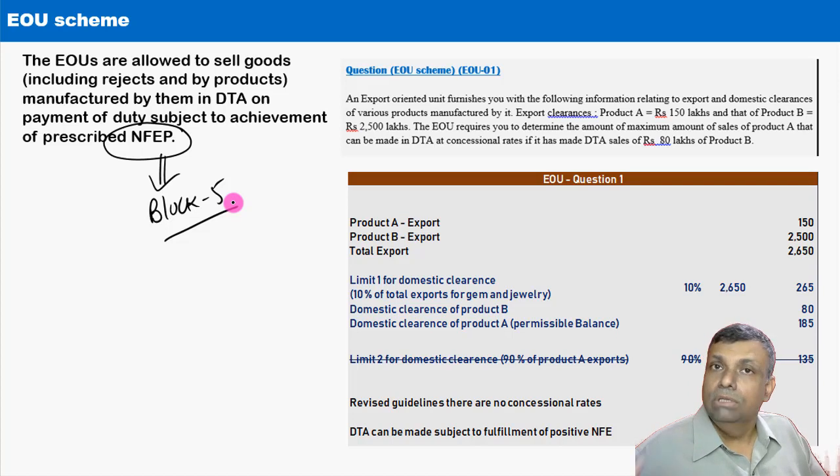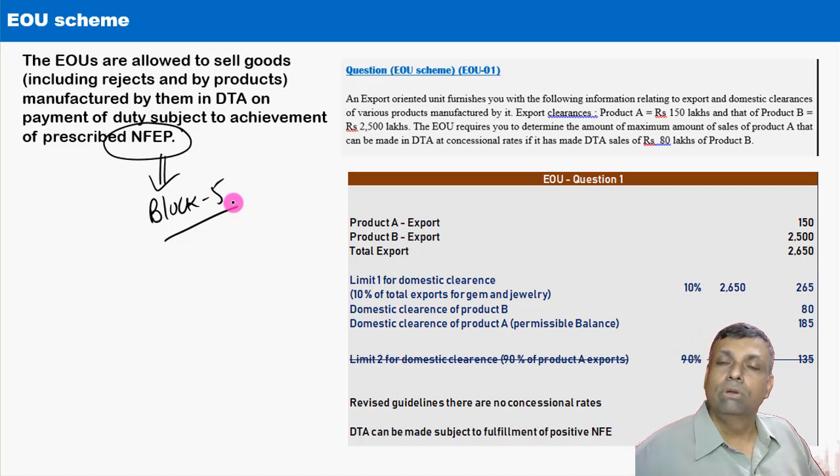And within a block period of 5 years, there should be net foreign exchange earning. That means how much your export earnings are and how much your import bills in terms of foreign currency are. And ultimately, it should be a net positive. That means India should be gaining foreign exchange reserves out of your particular business.